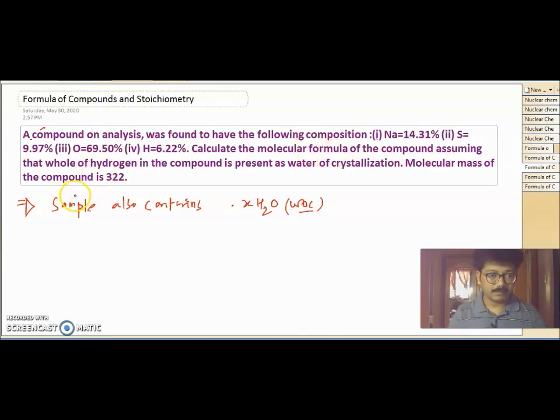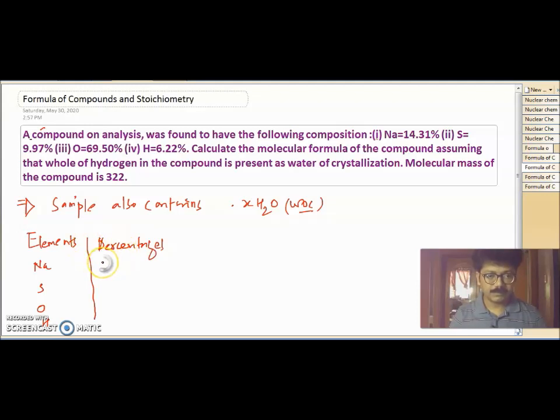So what is the step to find out the empirical formula? It's very simple. We just list out the elements. How many elements are there? Sodium is there. Sulfur is there. Oxygen is there, and hydrogen is there. Okay, so that is the first column. The second column comes their percentages over. So percentages are given. You write down the percentages.